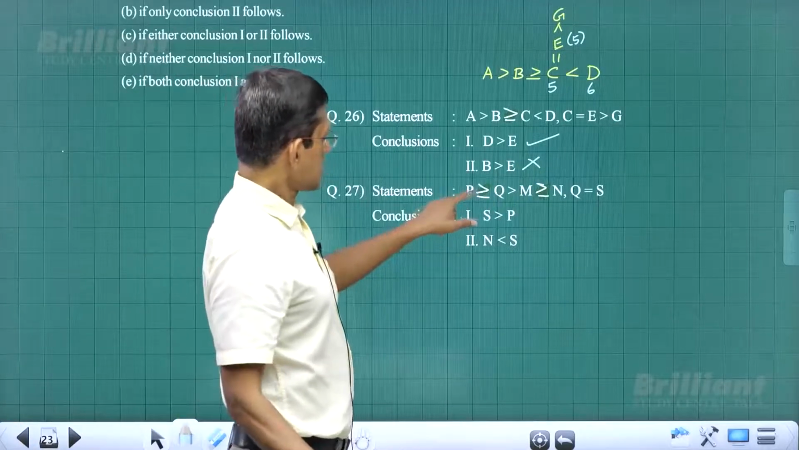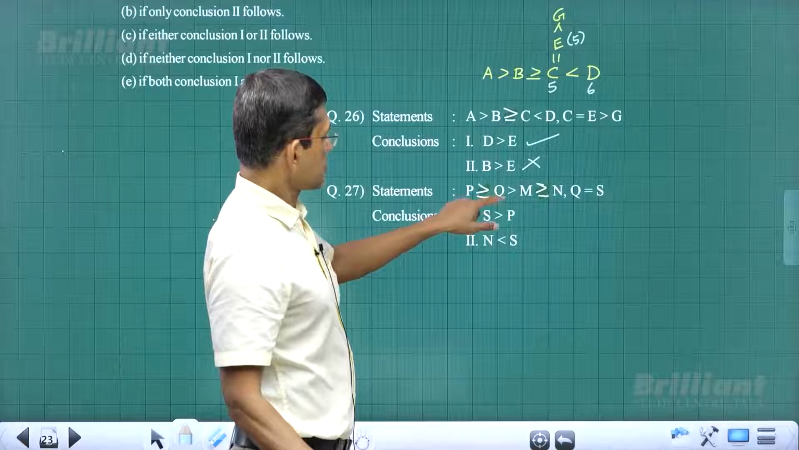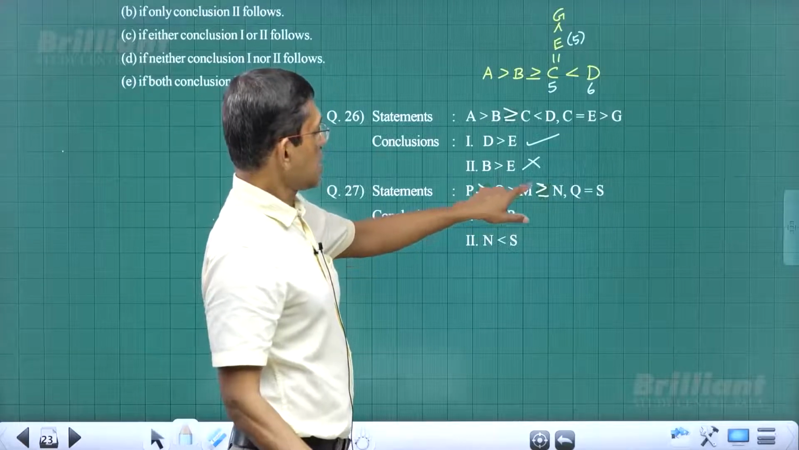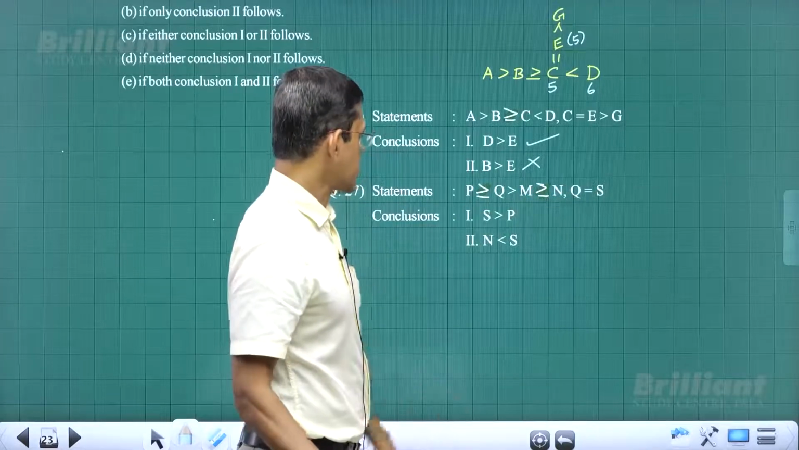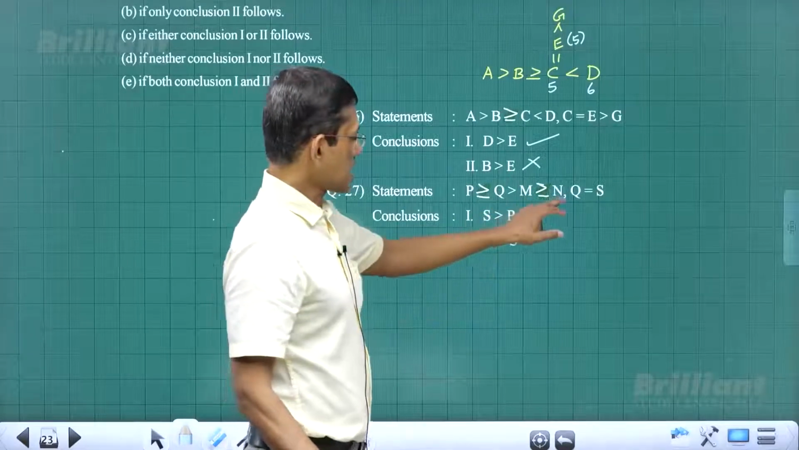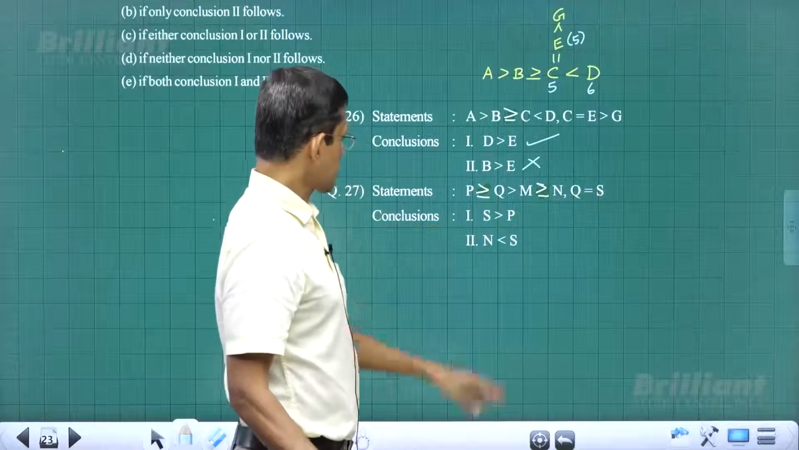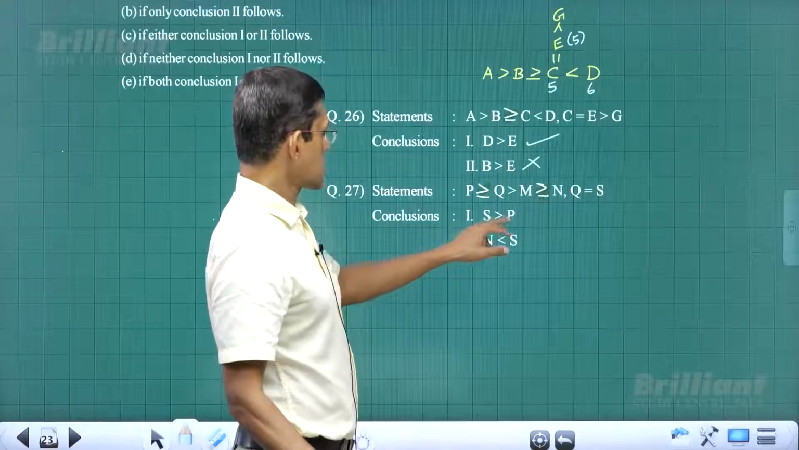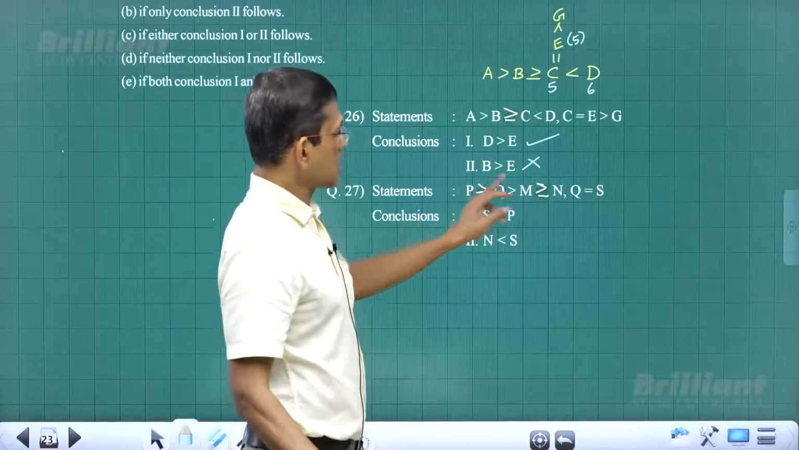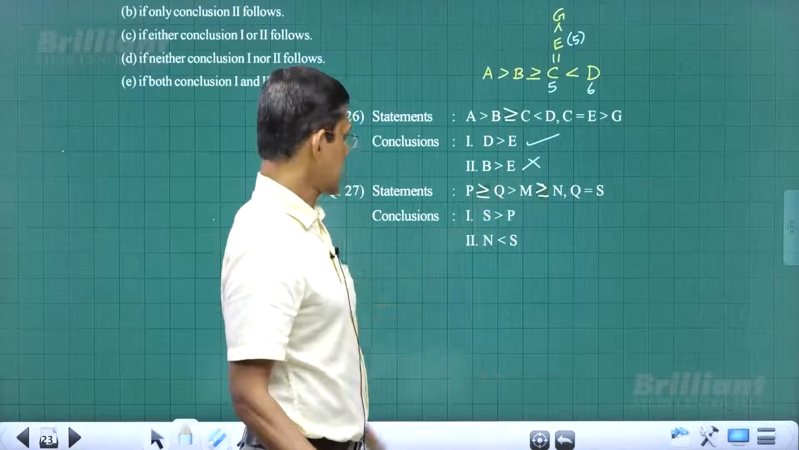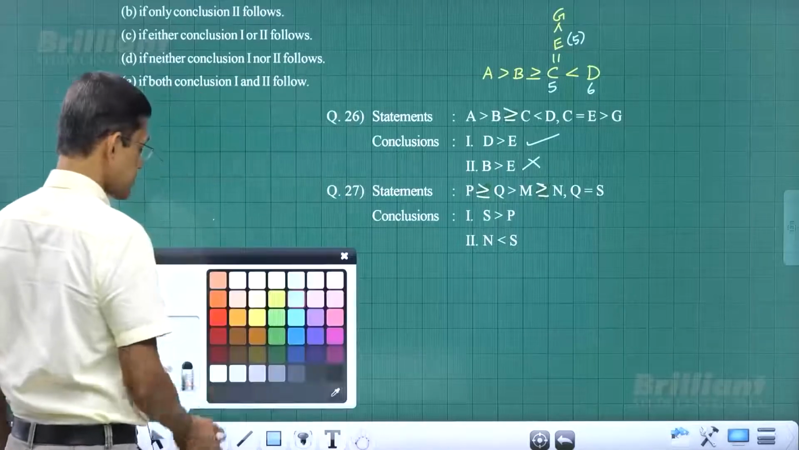Now look at this case. P is greater than or equal to Q and Q is greater than M. M is greater than or equal to N. And we have second statement, Q is equal to S. So here look at the conclusions. S is greater than P. So we have S here, we have P here. So we need to combine these two statements. So let's combine it.